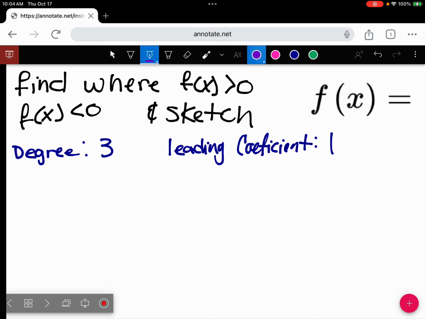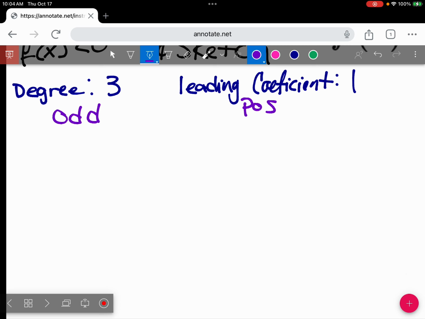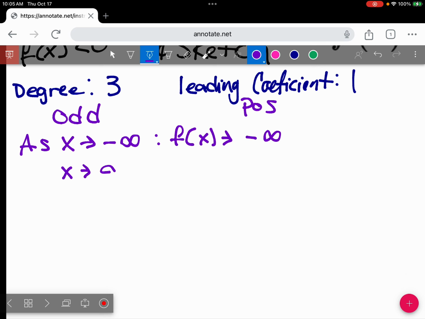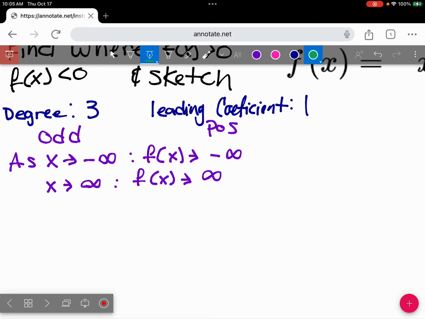So we can use that to find our end behavior because are we even or odd? Odd. And are we positive or negative? Positive. So what's our end behavior going to be? F of x approaches negative infinity. And as x approaches positive infinity, what's happening to our f of x? Positive infinity. Because our odd functions have that same end behavior as the line, and a line with a positive slope has these arrows.